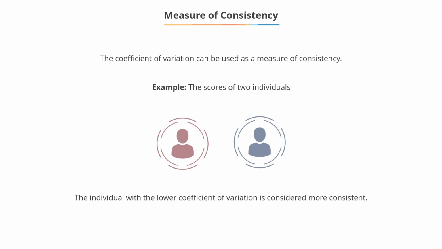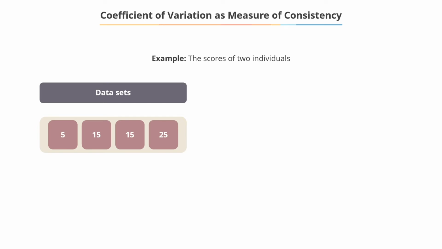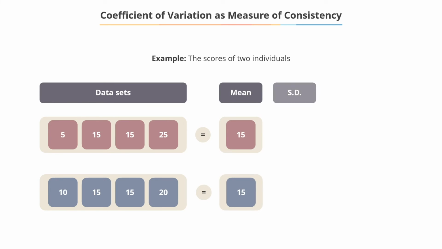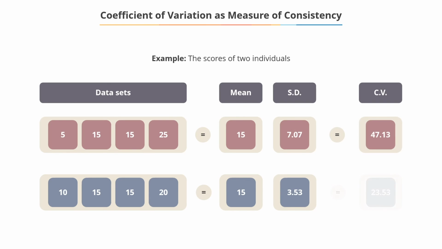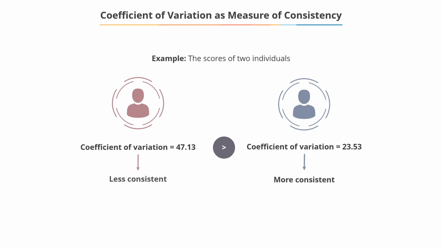Considering the same datasets from the previous video: 15, 15, 15, 25, 2, 10, 15, 15, 20. You know that the mean of both datasets is 15, and the standard deviations obtained earlier are 7.07 and 3.53. Hence, the values of the coefficient of variations are 47.13 and 23.53 respectively. The second individual is more consistent.